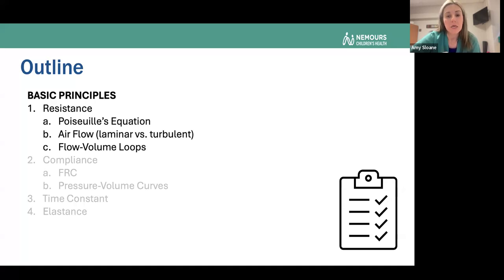Because resistance is inversely proportional to the fourth power of the radius, as you can see here, even very small decreases in airway size, like edema, secretions, or an endotracheal tube, can really dramatically increase your resistance, and therefore your work of breathing and your CO2 retention.